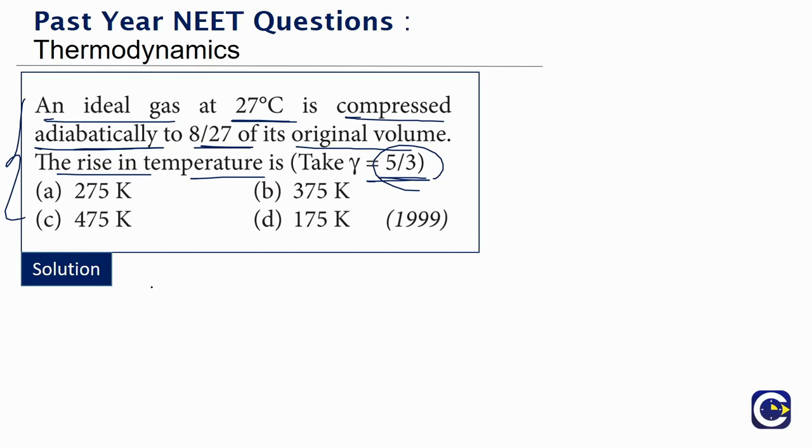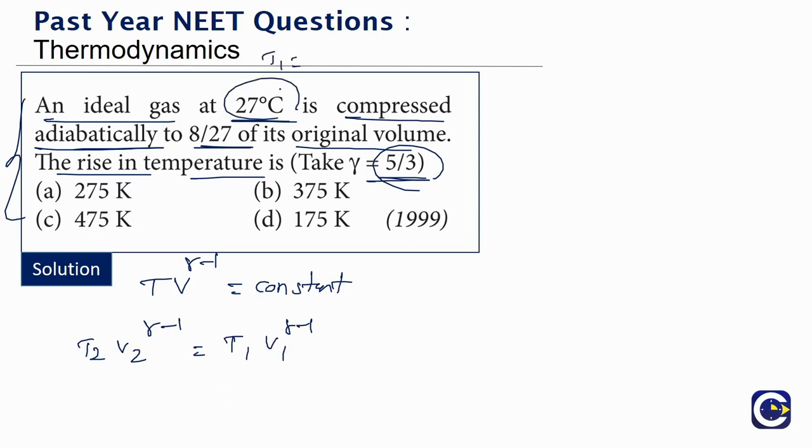So for an adiabatic process, the relation between temperature and volume is what? T into V power gamma minus 1 will be constant. T into V power gamma minus 1 will be constant, means what? T2 into V2 power gamma minus 1 will be equal to what? T1 into V1 power gamma minus 1. So if here we look at it, T1 is what? Initial temperature, that is given 27 Celsius, but we will require it in the Kelvin. Always, the temperature will be on the Kelvin scale, right? So Kelvin means what? This is 300 Kelvin.